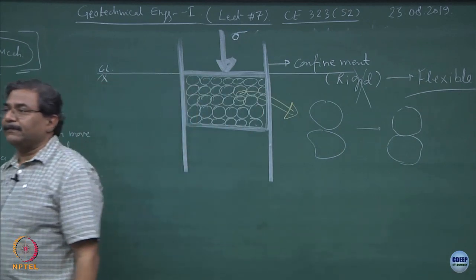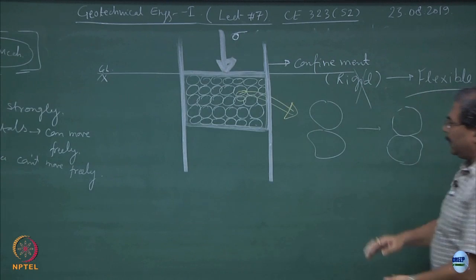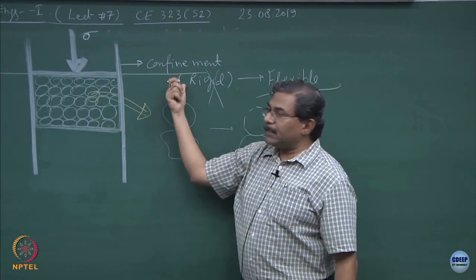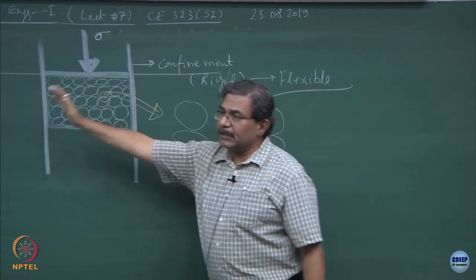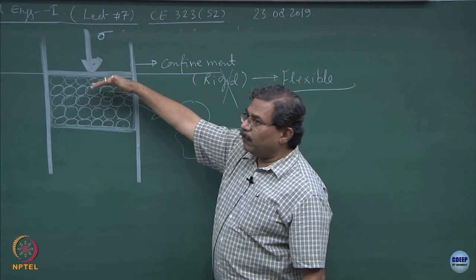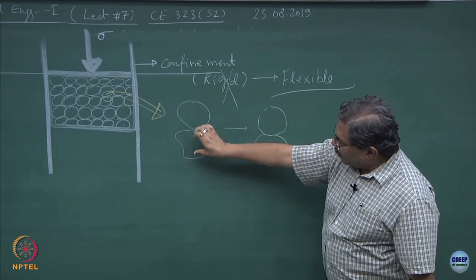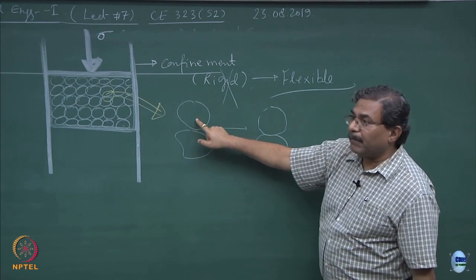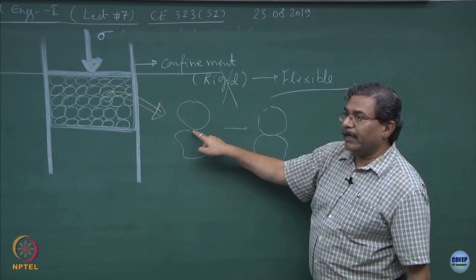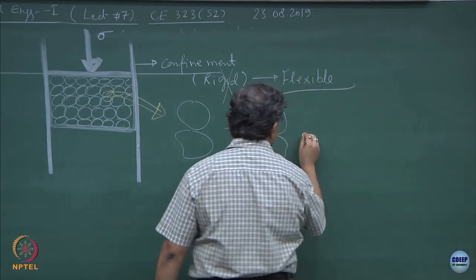You understand? They will come closer to each other first, because you are compressing them in a rigid system. Lateral deformation is zero. The only possibility is that the whole system will move down, get compressed. Particles will come closer to each other. Beyond the crushing strength of the particle, the contact remains. The stress keeps on building over here. The stage comes where the crushing takes place. This is the crushing of grains.